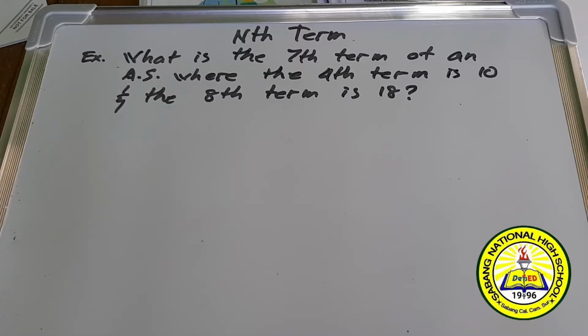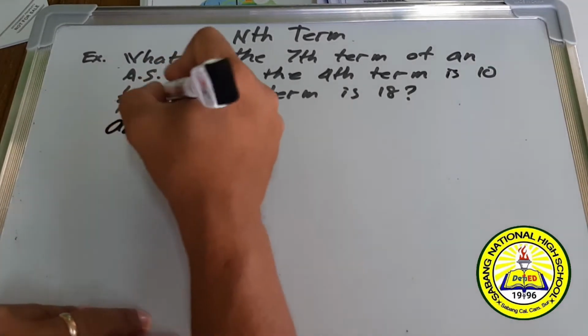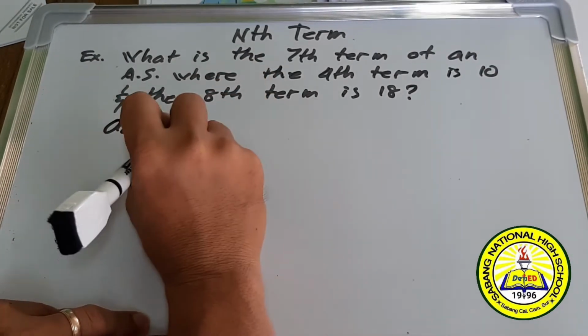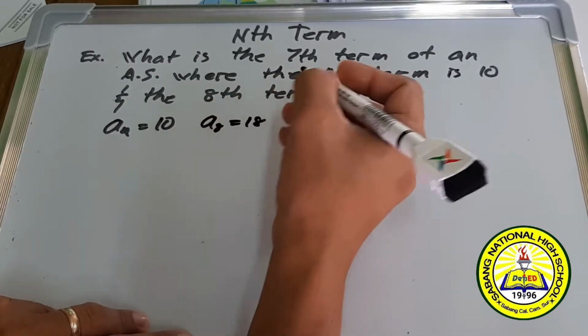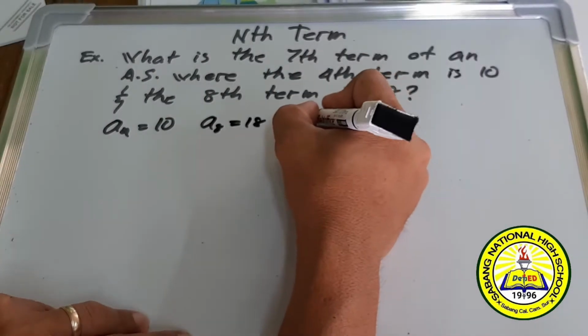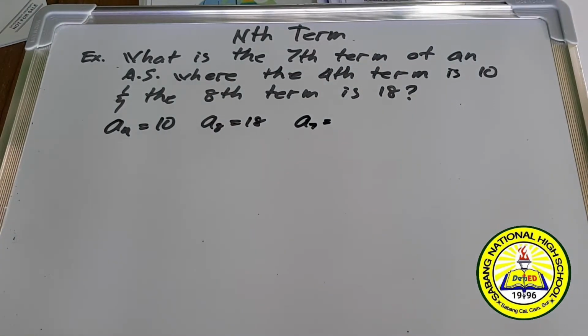What is the seventh term of an arithmetic sequence where the fourth term is 10 and the eighth term is 18? So based on the problem, we have the given a sub 4 is equal to 10 and a sub 8 is equal to 18. What is being asked is a sub 7. If we just know what the common difference is, then we can simply find a sub 7 by adding the common difference to 10 until we get a sub 7.